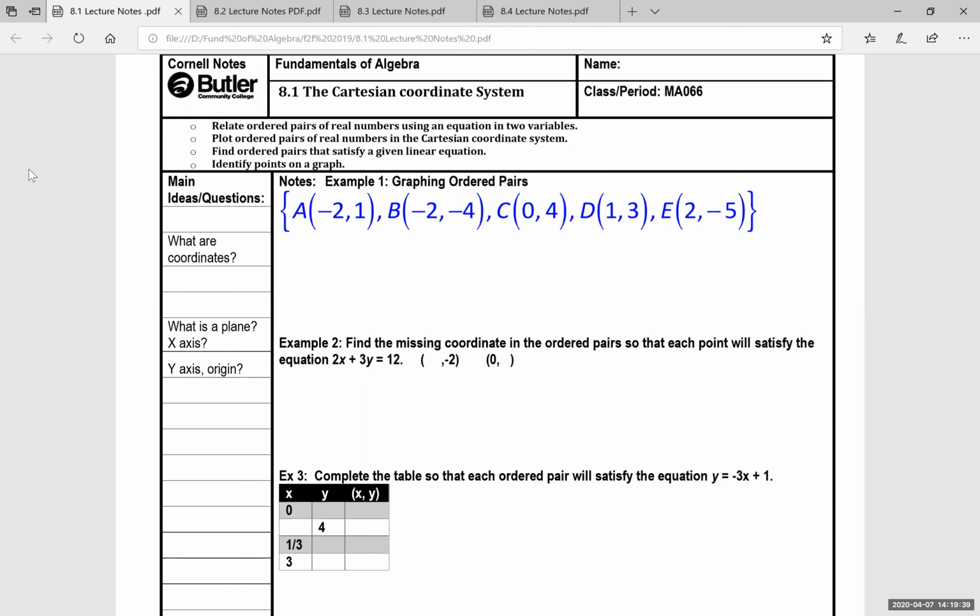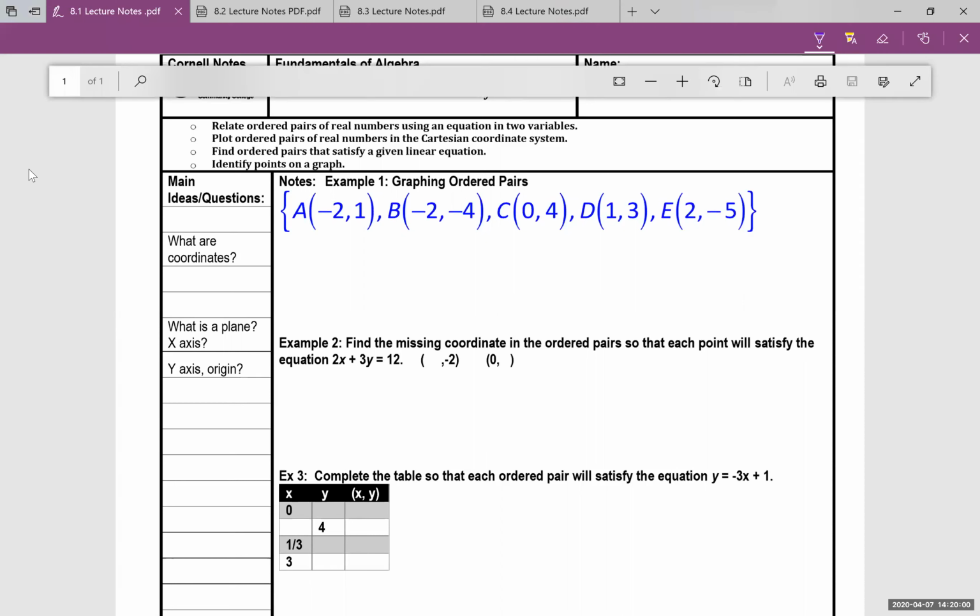We're going to start talking about the Cartesian coordinate system. In other words, we're going to be plotting points using ordered pairs and graphing lines. I actually love the Chapter 8 lessons. So let's review here. It might be a while since you've thought about graphing.